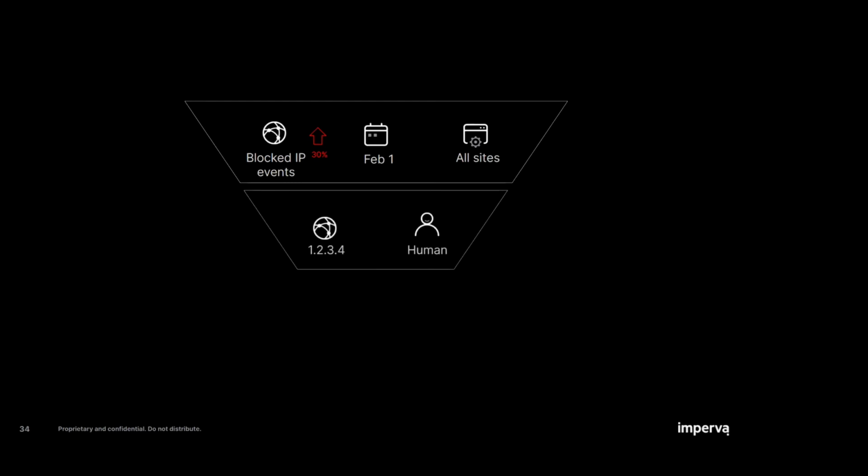What do we want to investigate? Specifically, those events. And we want to understand which IP triggered the events. We find out that it is 1, 2, 3, 4, and we find out those events were created by human traffic. And when we want to investigate deeper, IP 1, 2, 3, 4, we go into the event level and understand exactly what happened there.